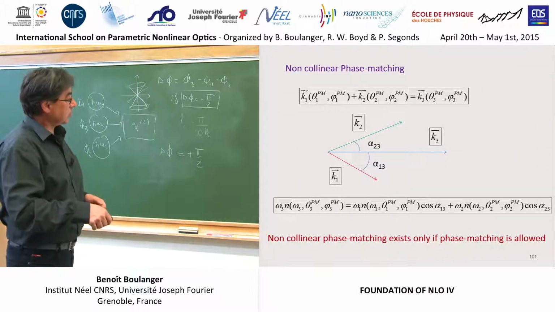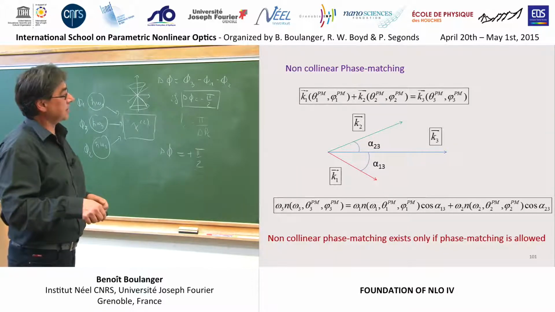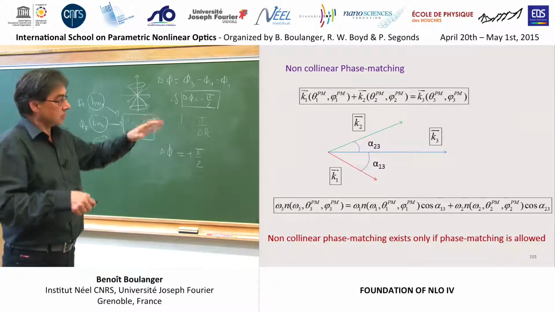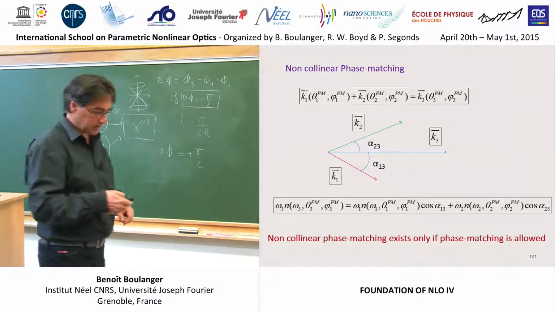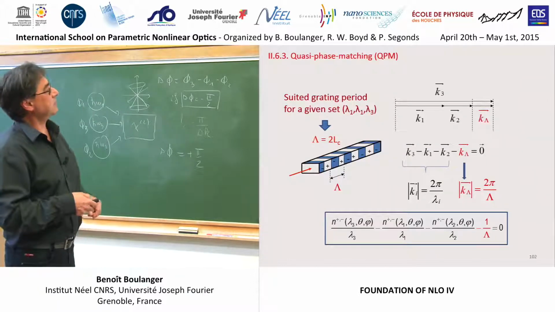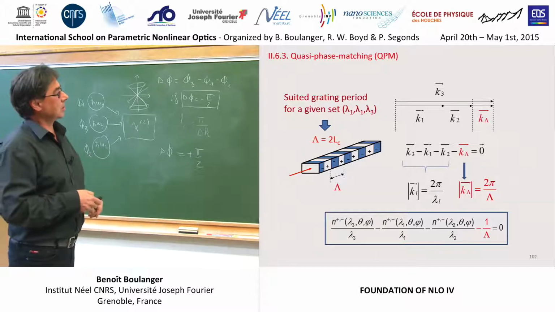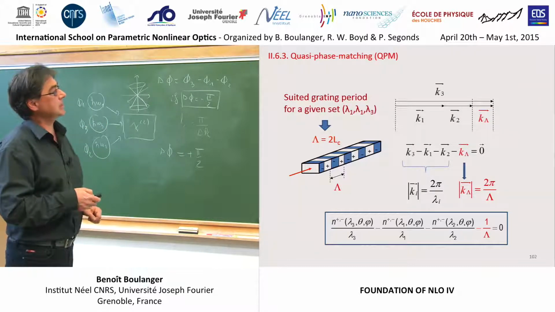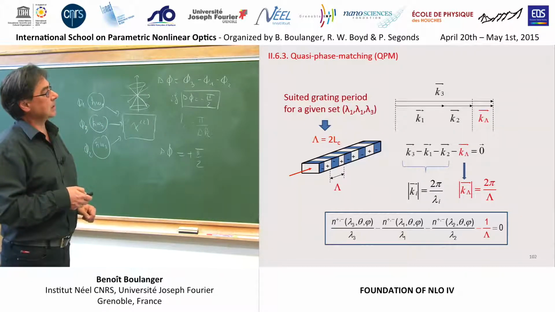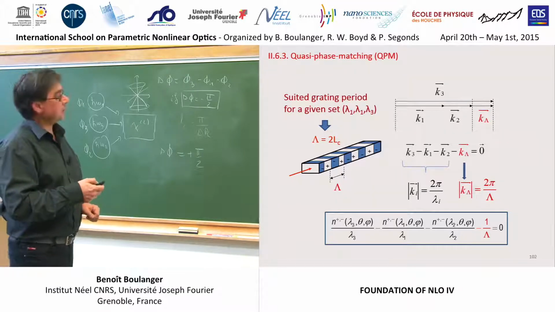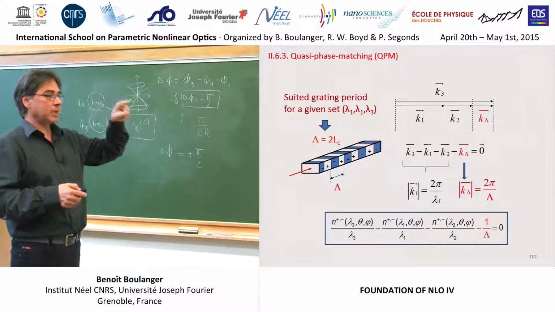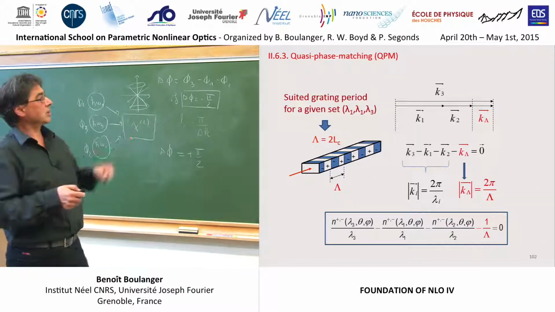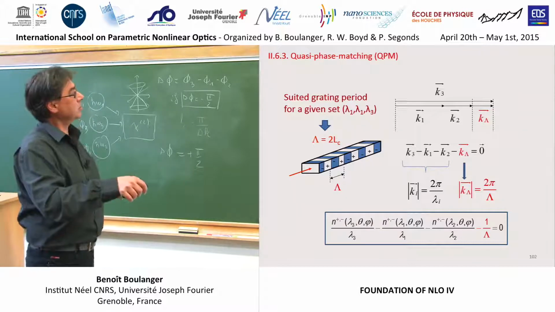And yes, one important point: non-collinear phase matching exists only if phase matching is allowed. And so you can also demonstrate this. Okay, so quasi-phase matching, just two slides on that. Marty Feyer will detail the things tomorrow. In that case, the light propagates in a direction which is not a phase matching direction, and so there is a small mismatch.